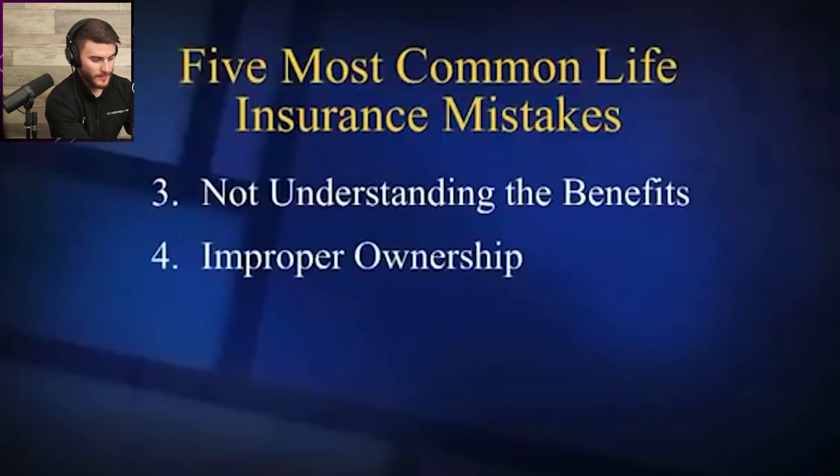Mistake number 4, improper ownership. Don't own it in your own name. Why on earth would you want to own something like life insurance that you can't possibly collect on? Why would you? Keep it out of your estate. We see this all the time with clients. It's one of the biggest mistakes made.